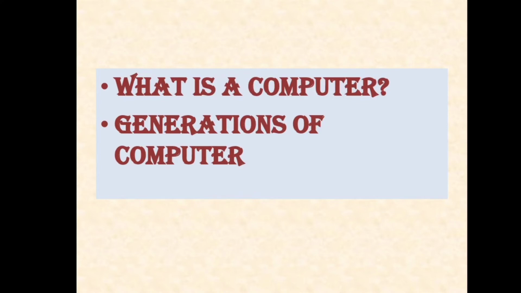In previous class, I have taught you what is a computer and generations of computer. Children, now you can tell me what is a computer, right? A computer is a programmable electronic device which accepts raw data, process it with set of instructions and then gives output. And second topic which we covered in last class, generations of computer. Now you must know that we have total 5 generations of computer.